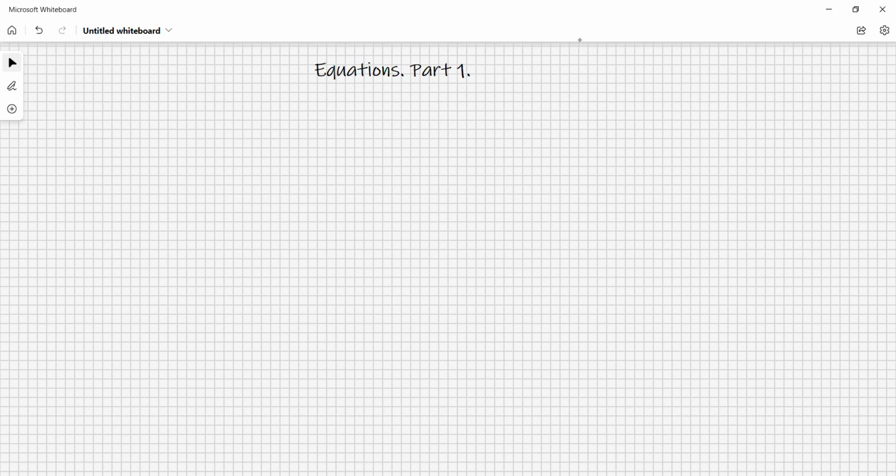For example, the simplest one is 1 plus 1 equals 2, right? So this is a true equation. 1 plus 1 actually equals 2.